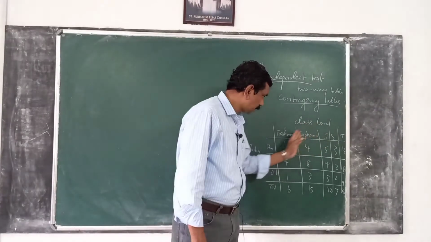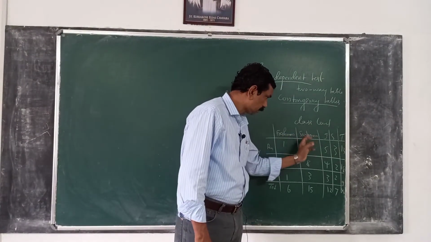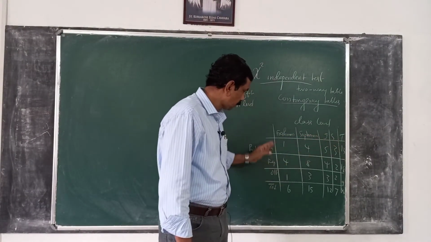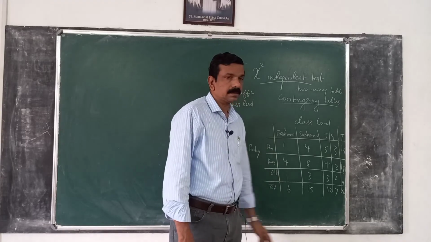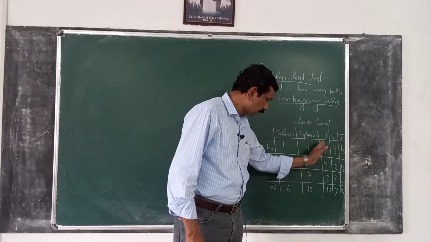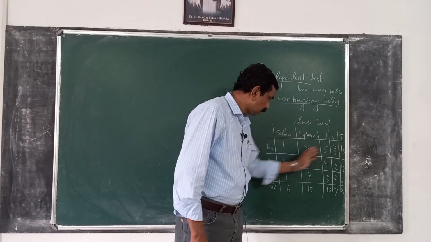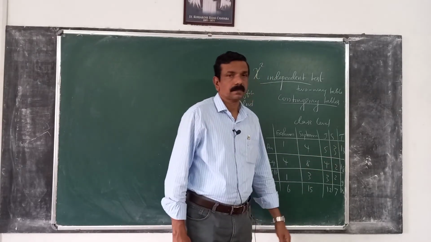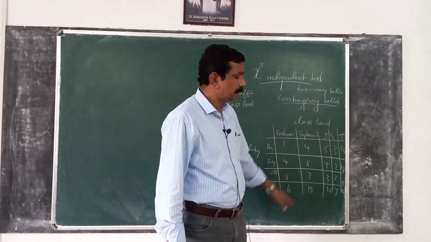Class level has four levels. Party affiliation has three levels. Column totals are given. Row totals are also given. This is a contingency table.